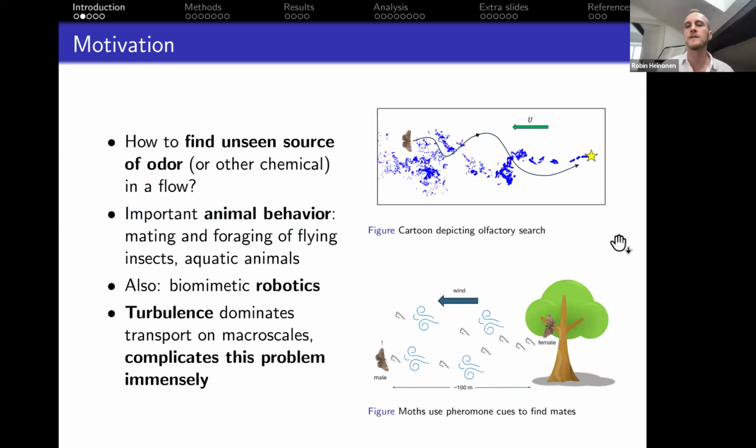The problem we have in mind is that we imagine that there is a source of odors or some other passive scalars which is embedded somewhere in a turbulent flow. And we have an agent somewhere which is sensitive to these odors and uses local concentration measurements in order to move and track the source in a minimal possible time.